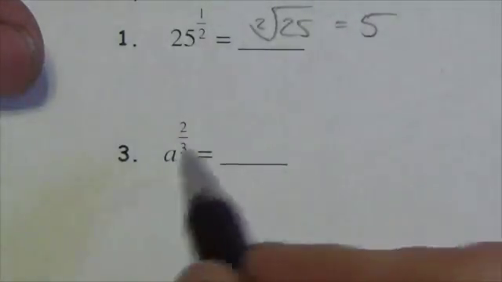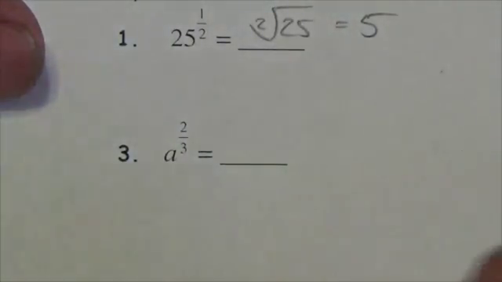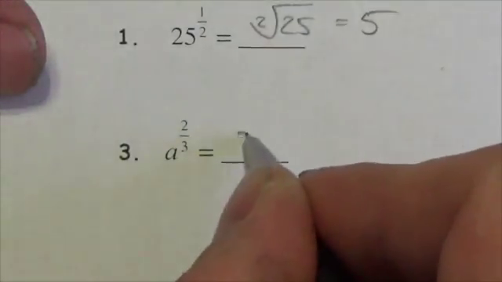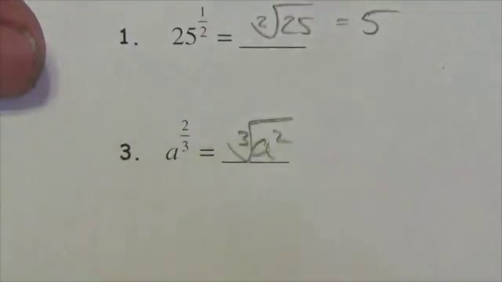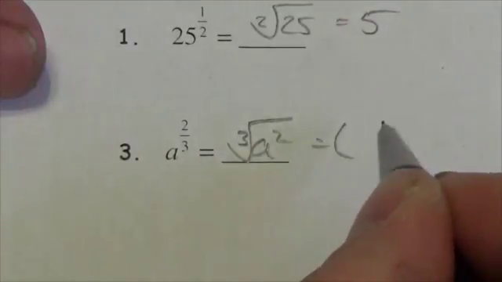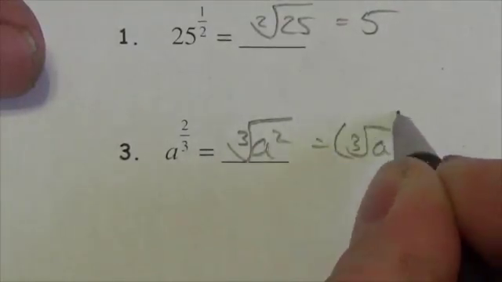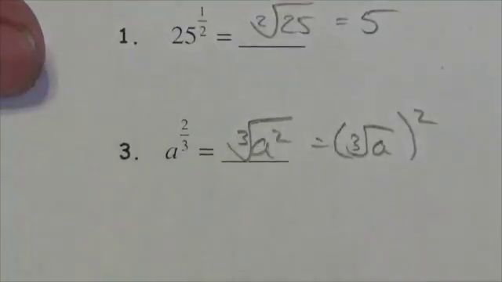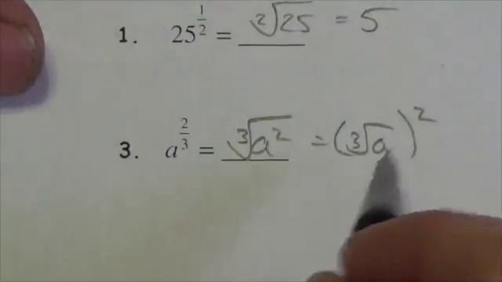In a case like this, when they throw a variable down there, basically we're just asking you to write out what this is in a different form. So this is going to end up being the cube root of a squared, or, like I said, the cube root of a, and you can either do the squaring within the radical or outside the radical. And again, that tends to be easier to work with.